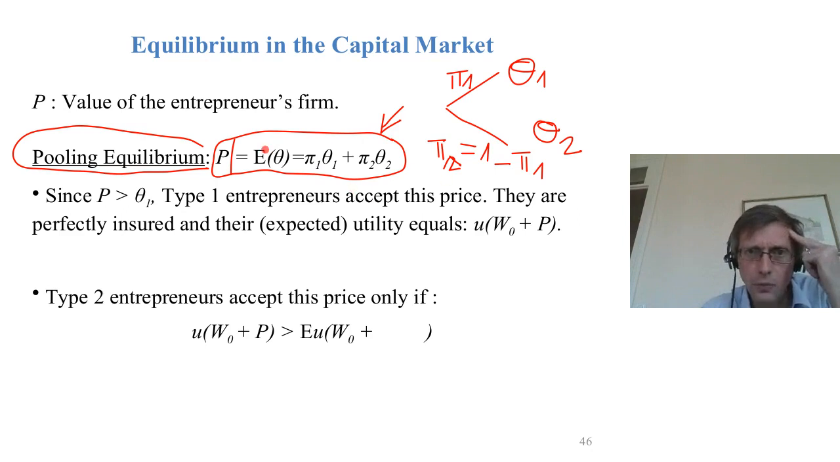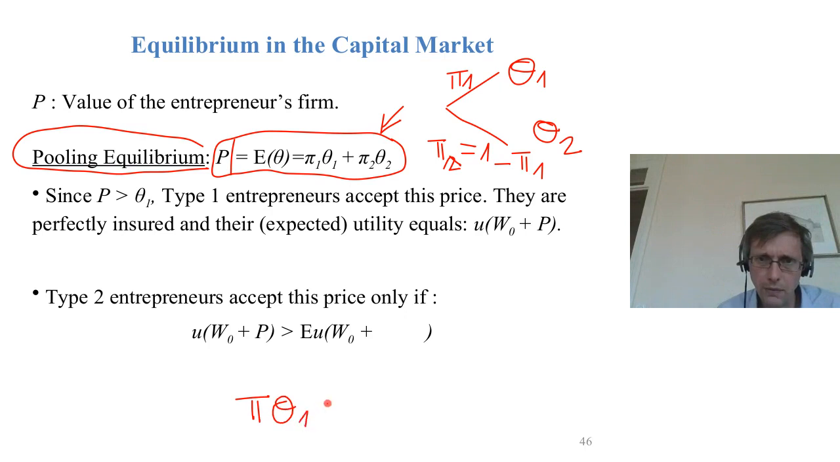So you see that, of course, we have pi 1 theta 1 plus pi 2 theta 2, which is strictly higher than theta 1, but strictly lower than theta 2.